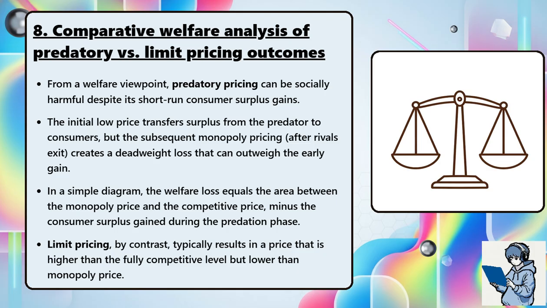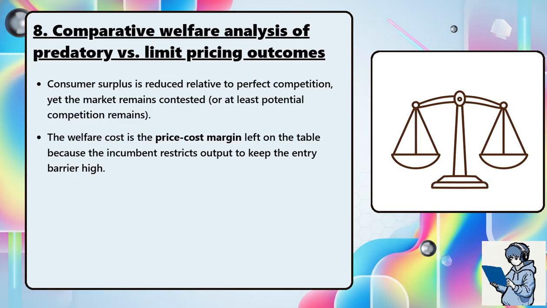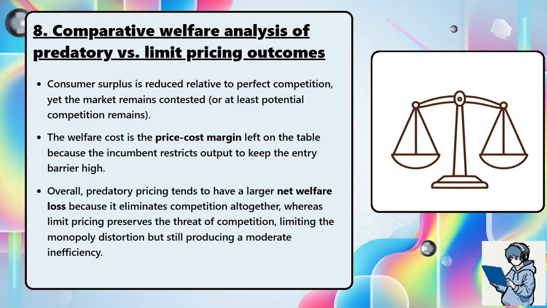Limit pricing, by contrast, typically results in a price that is higher than the fully competitive level but lower than the monopoly price. Consumer surplus is reduced relative to perfect competition, yet the market remains contested, or at least potential competition remains. The welfare cost is the price-cost margin left on the table, because the incumbent restricts output to keep the entry barrier high. Overall, predatory pricing tends to have a larger net welfare loss because it eliminates competition altogether, whereas limit pricing preserves the threat of competition, limiting the monopoly distortion but still producing a moderate inefficiency.